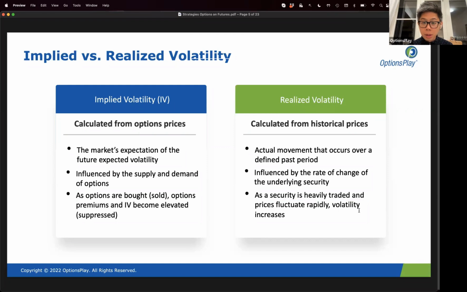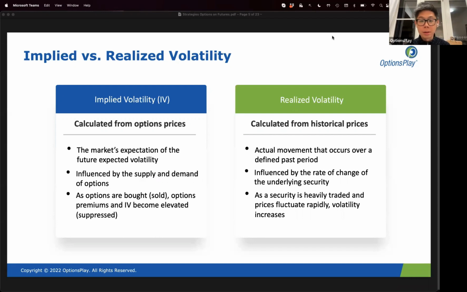Versus when you look at implied volatility, what we're looking at is the supply and demand of the options market of that underlying security. So as options are bought, what you have is options premiums that become more elevated, and IV, implied volatilities, naturally will become elevated as option buyers step in, or more buyers step in than sellers. And vice versa, if there are more sellers of an option, what's happening is that implied volatility will become suppressed.